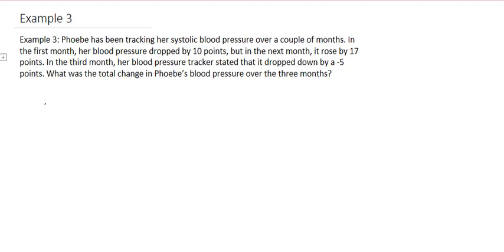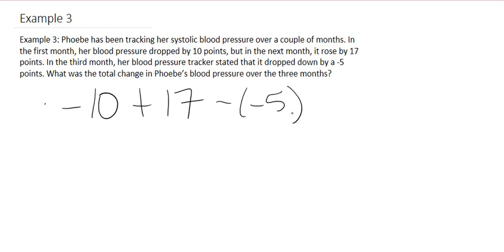So to do this, we will write out the numbers. So we have negative 10 because it dropped 10 points. Then it rose 17 points, so we'll just add a positive 17 there. And then in the third month, it had dropped by negative 5 points. So now we have a minus negative 5. So let's begin to look at these problems.